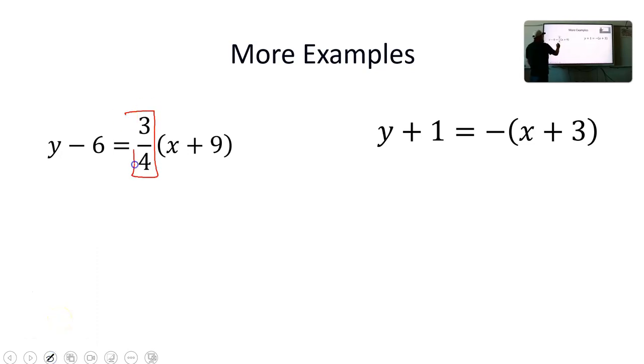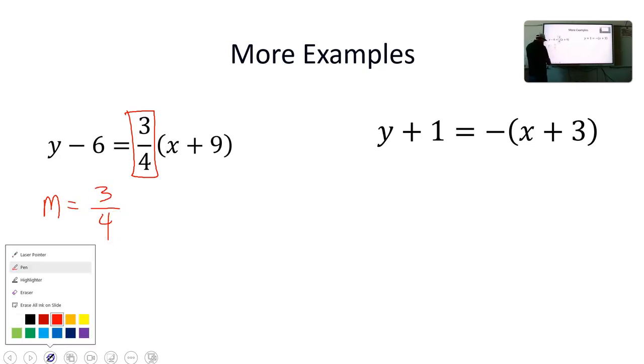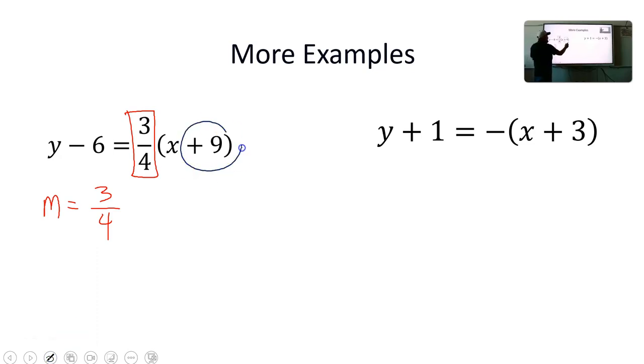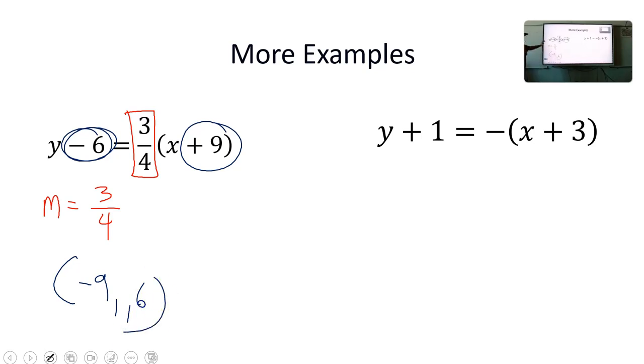So here is my slope. m equals 3/4, rise of 3, run of 4. And then for my coordinate, we're going to get the x from here, so -9. We're going to get the y from here. The opposite of that is 6. So we have a line that goes through the point -9, 6, and has a slope of 3/4.